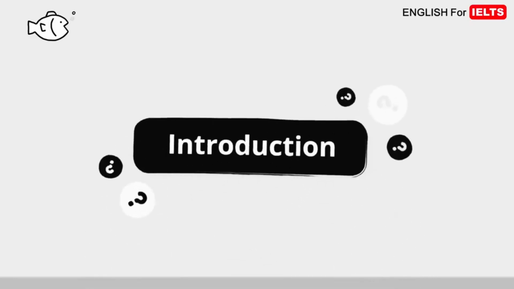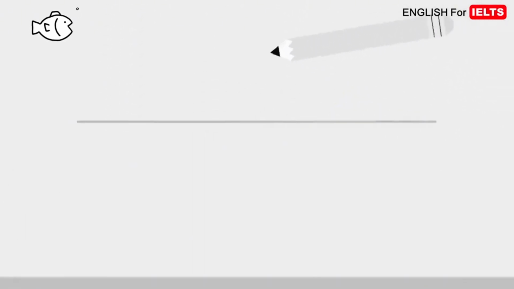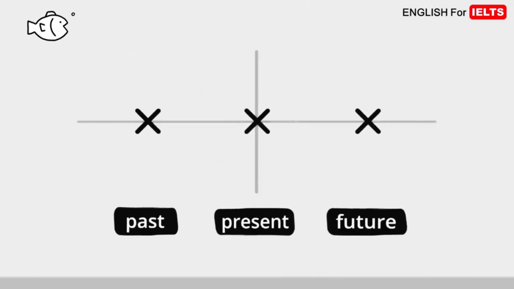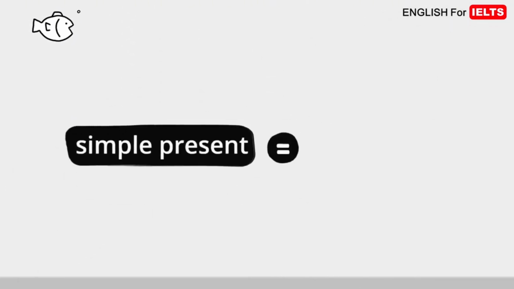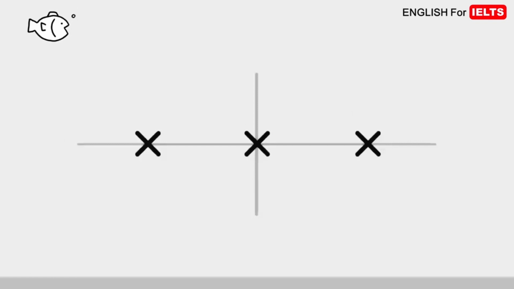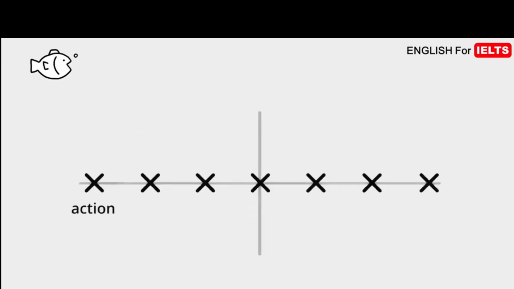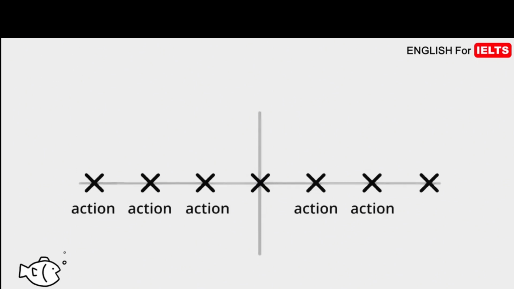What are verb tenses? Verb tenses show the time that an action takes place. The simple present is a verb tense. We use the simple present tense for repeated actions. Repeated actions happen over and over again.